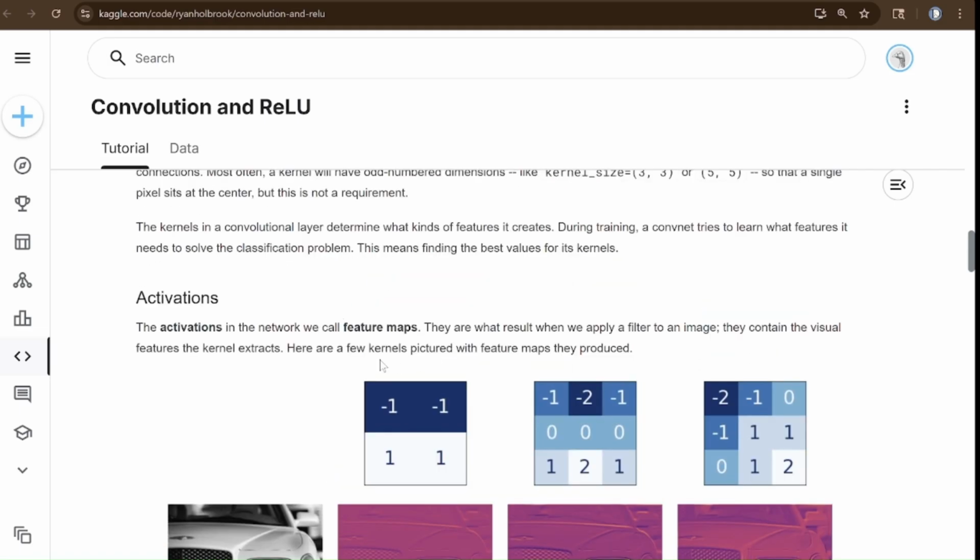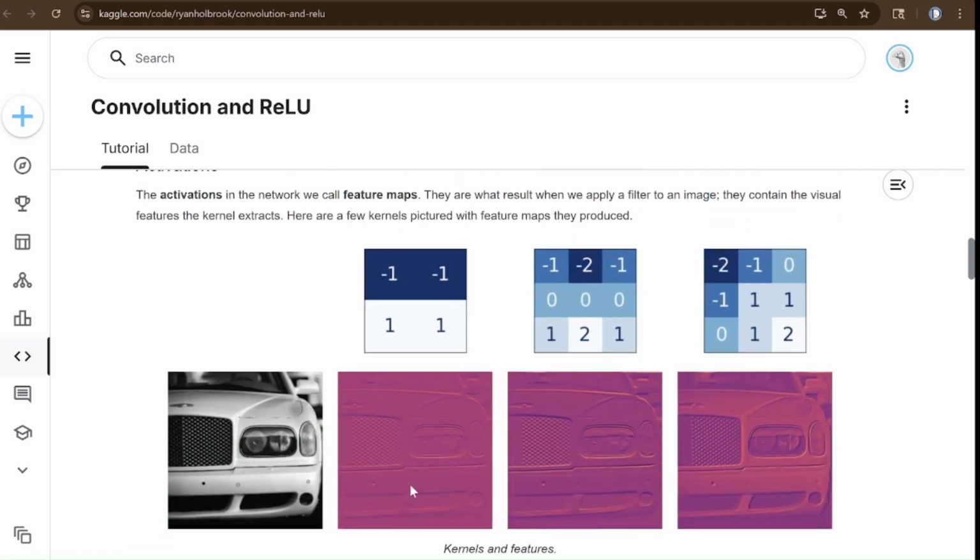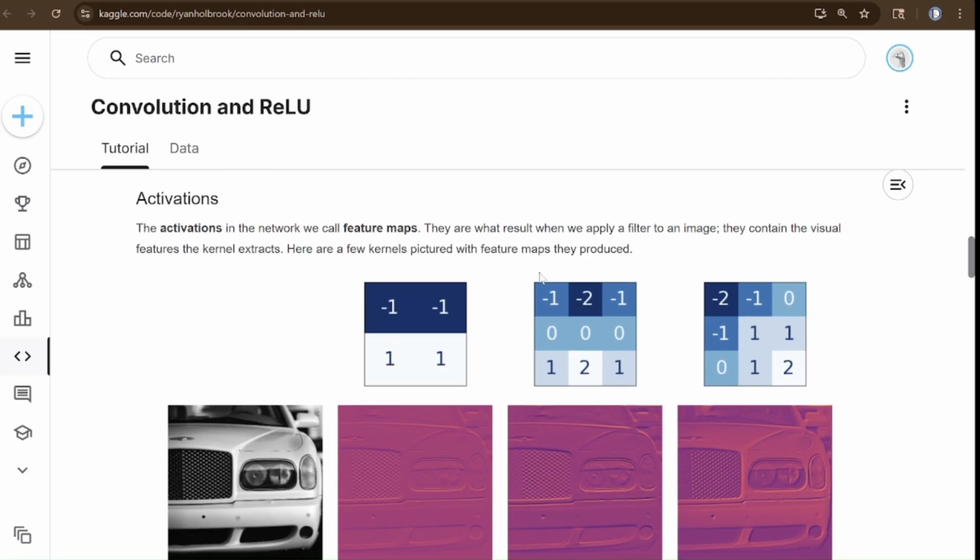Activation means the activation in the network, which we call feature maps. These are feature maps. These are the result when we apply a filter to an image. You have applied different kinds of filters. So this is one feature map, this is another feature map, this is another feature map. These are the pixel values and these are the pictures. Here are a few kernel pictures with feature maps.